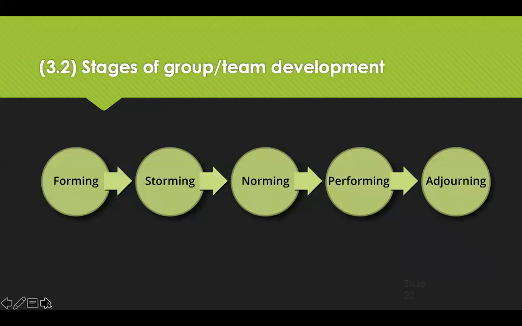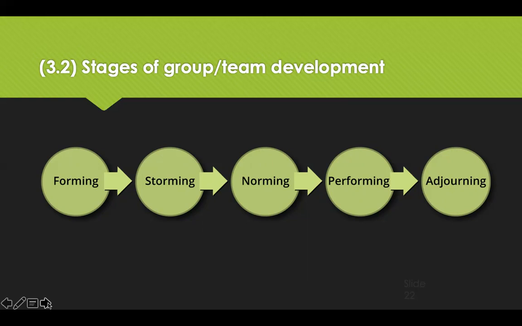Now, Tuckman and Jensen developed the model of team development in 1977, which identifies 5 key phases of group development. So the first stage is forming. Members develop a structure and roles, and individuals are on their best behaviour. When the storming starts, there's a period of potential conflict as a result of individual members testing the boundaries and determining preferred ways of working.